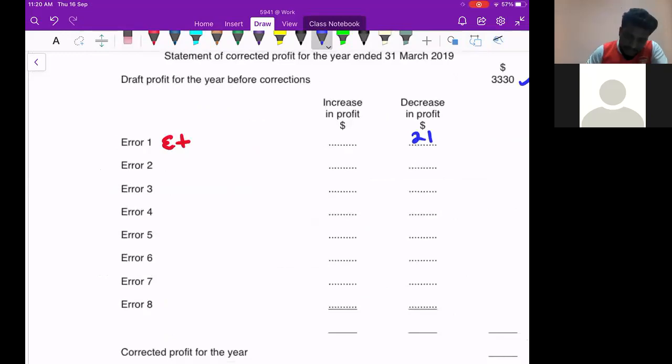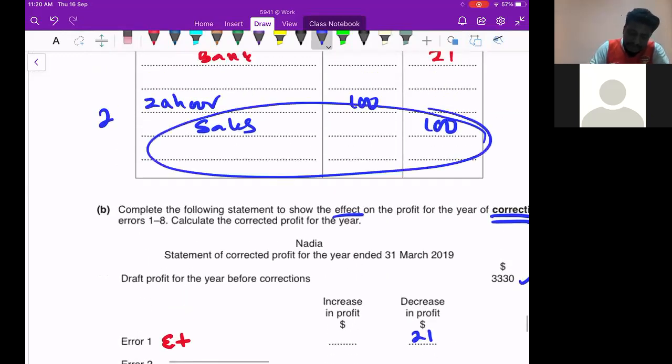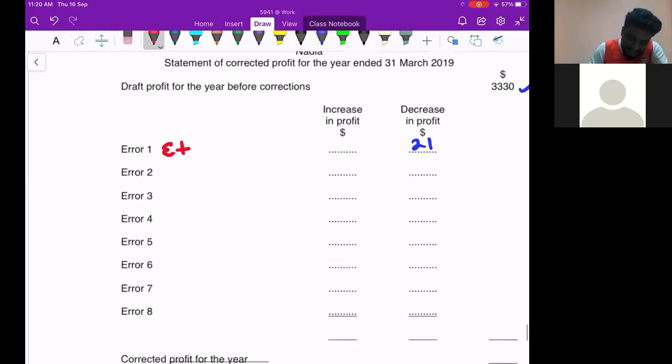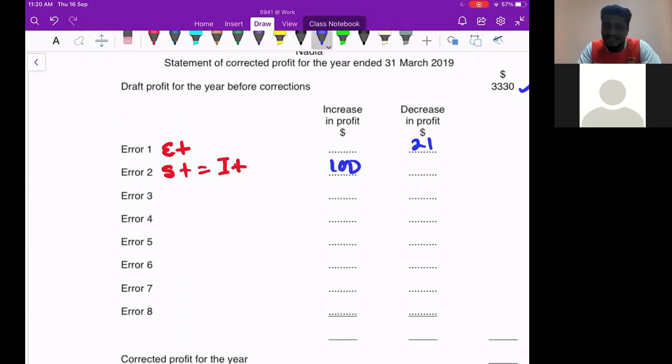And error number 2 is it's your sales, but you didn't record it as sales. So now I'm recording it as sales. Recording as sales means sales increase, which means your income increases. Income increase means your profit will also increase. Understand now?